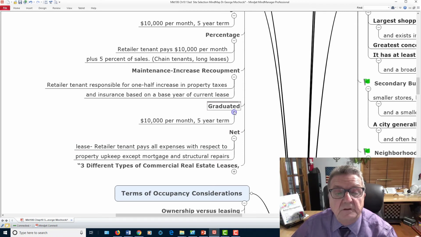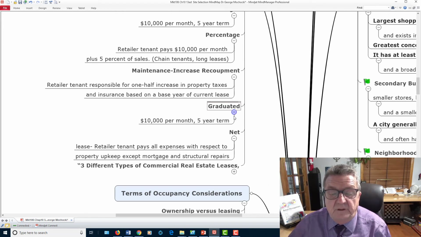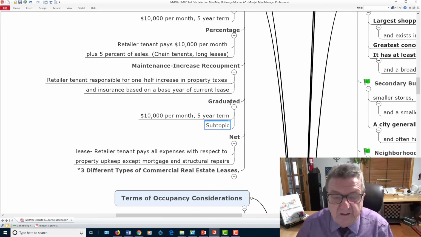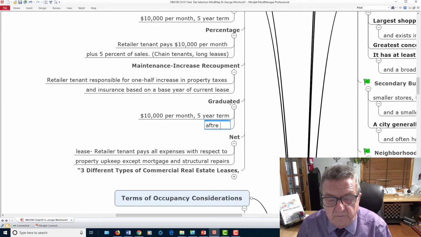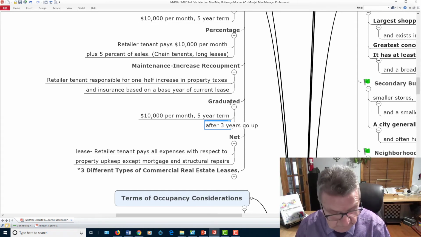Oh, I'm sorry, this is the wrong one. Let me correct this. Per month after 3 years, it goes up to 12.